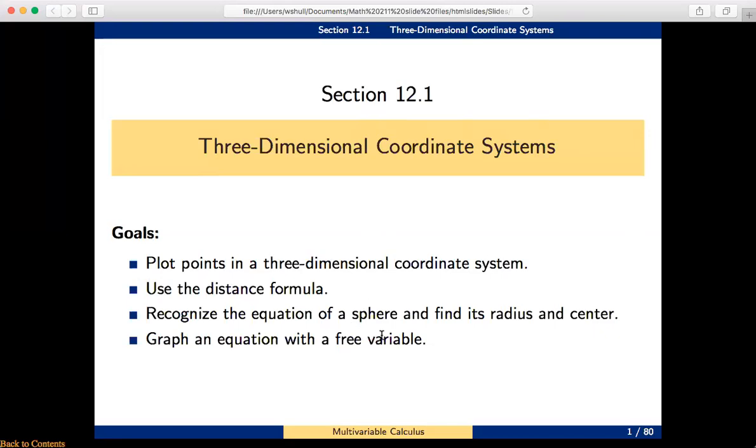We're going to graph a few different kinds of equations, including the kind that has a free variable, which you'll find out what that is.